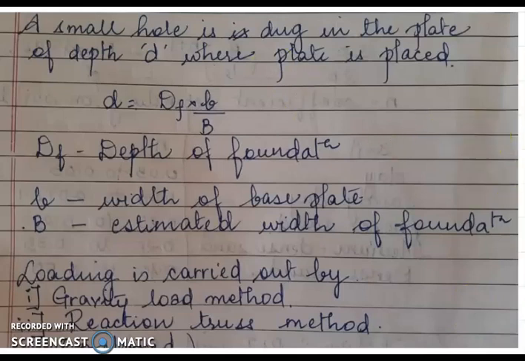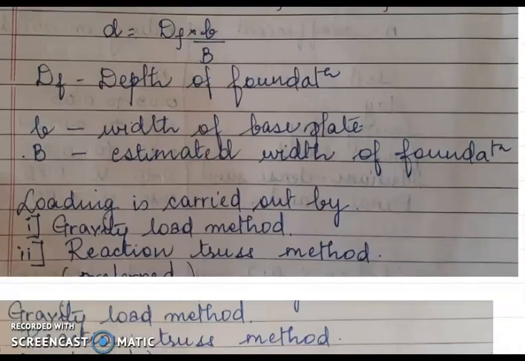So let's say this is the level at which you are going to lay your foundation. Then you will try to have a small hole dug, and here you will lay your plate. You won't lay it directly at the soil level. Now that depth of the hole will be estimated by the equation Df into b by capital B. Df will be the depth of foundation. Small b is the width of the base plate.